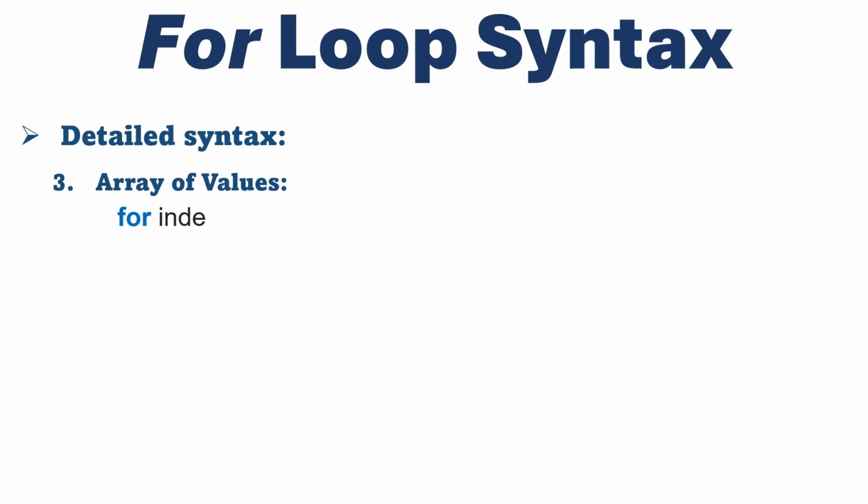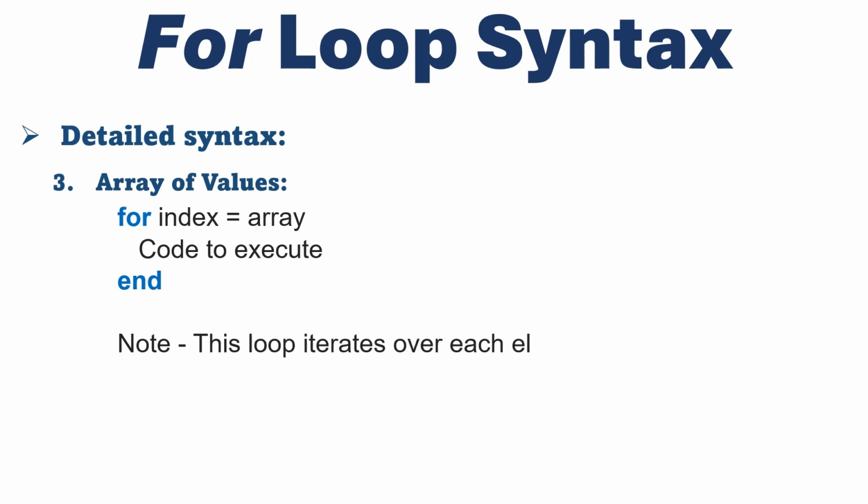And next is the detailed syntax for the third form, that is the array of values. So here again, I'll start with the keyword for, then I'll write the index and I'll set some array here, then the code to execute, and I will end this for loop. This loop iterates over each element in the array. So instead of having the end value, you can just have the array of values as well, and it will iterate over each element in the array.